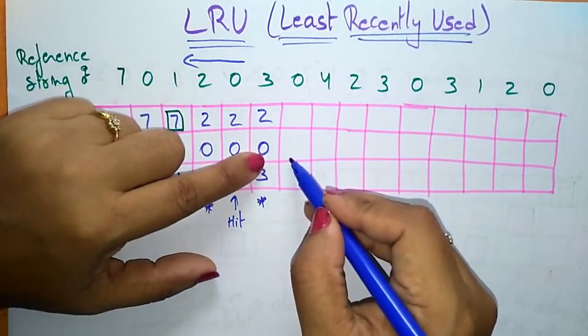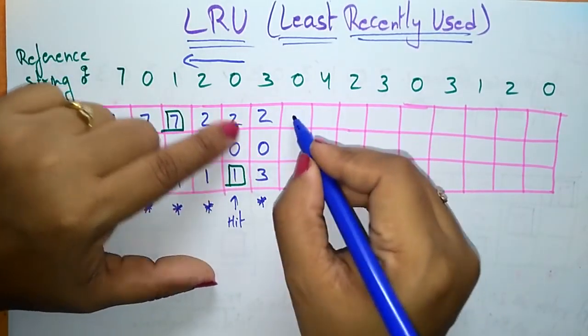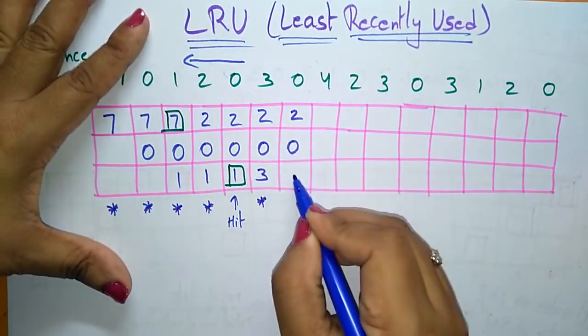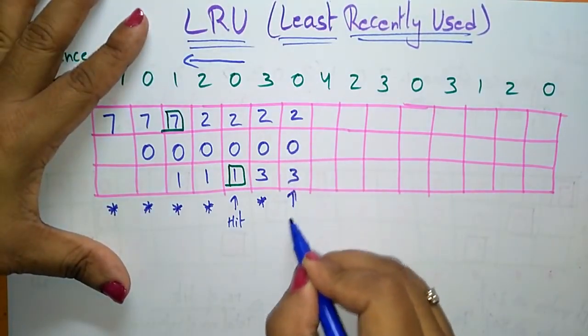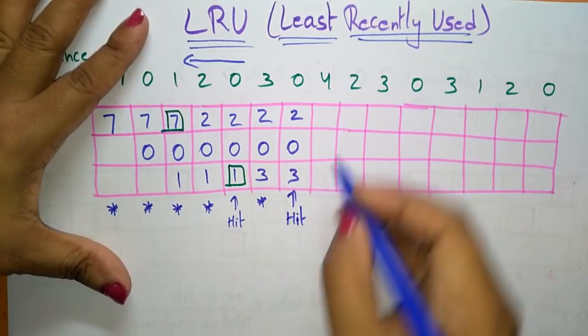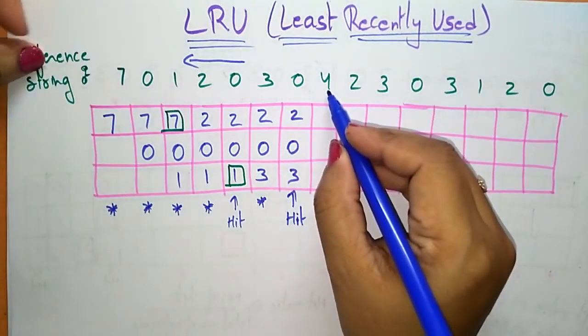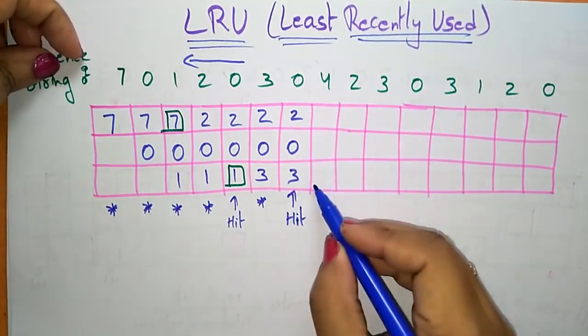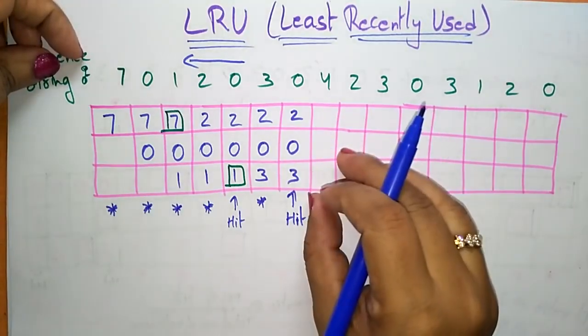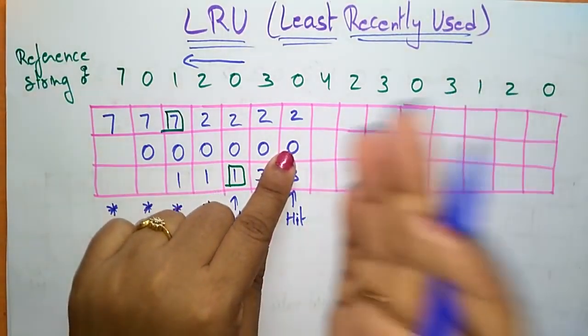Next I had to place 0, but 0 is already present here. So this is a hit. Now the CPU, the user, is demanding page 4. Page 4 is not present here, so this is a page fault. Okay, I brought it from the disk.